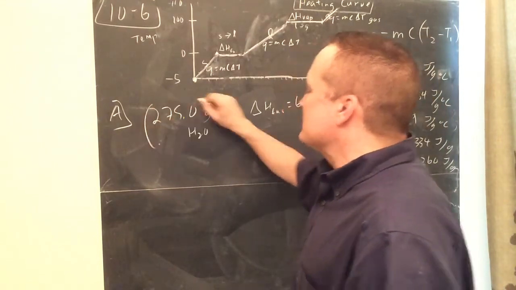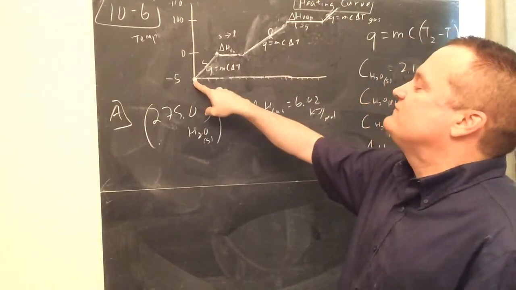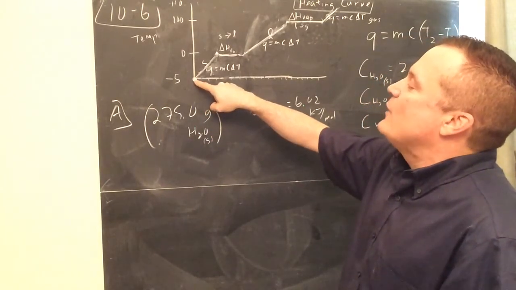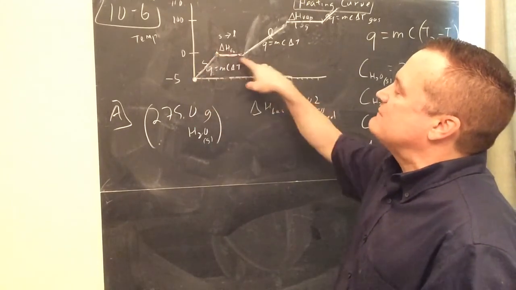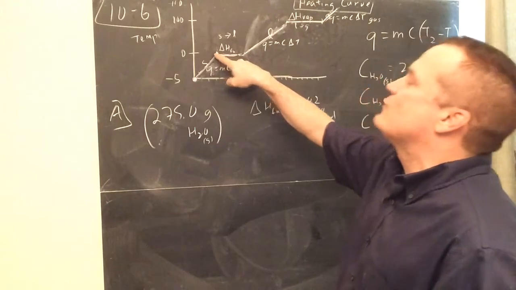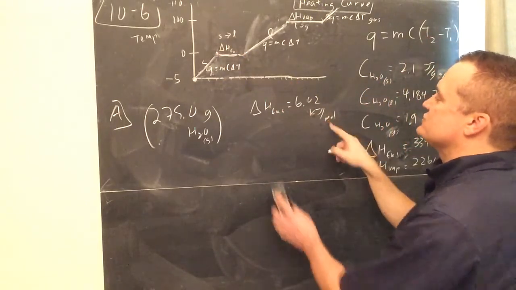So remember, the reason they say that is H2O solid. It might have started at -5. Well, that doesn't really matter. We have to first get it up to 0, and it's all H2O solid, 0, right before it melts. Now, how much more heat do we add to go from there to there? And it's 6.02 kilojoules per mole.